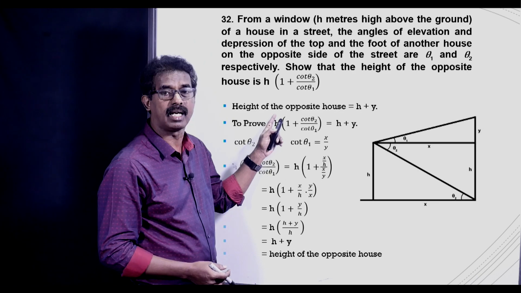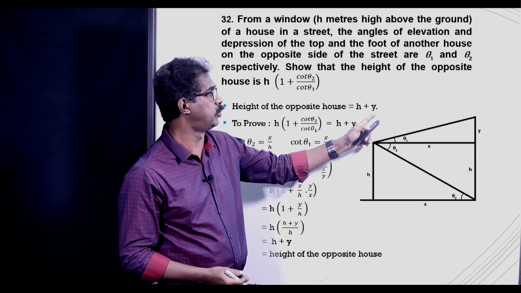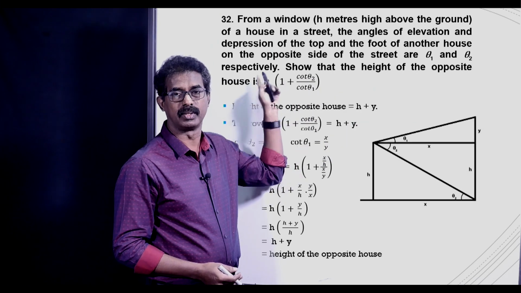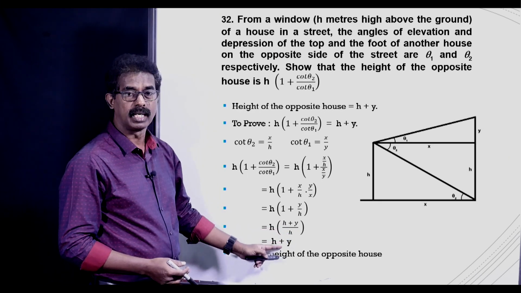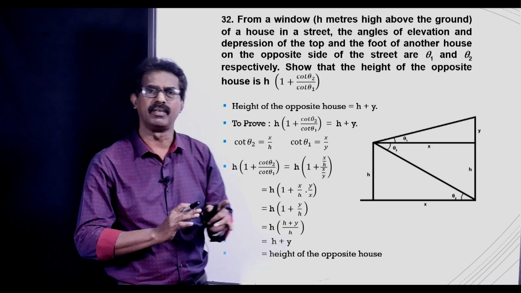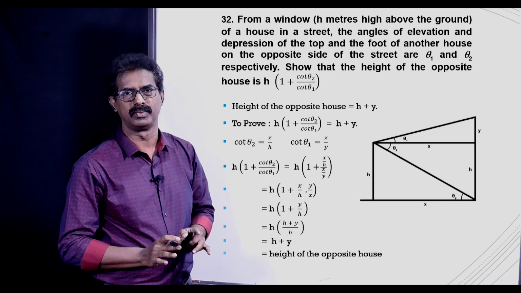So the height of the opposite house is h plus y. We have to prove that h plus y is equal to this answer. So we can do the sum in different ways. I am doing it in a very, very simple method.